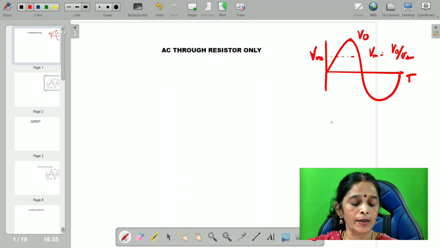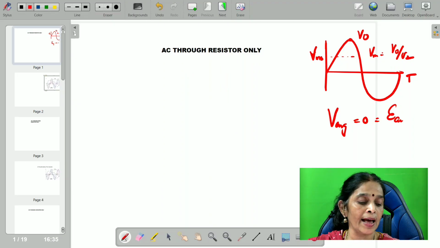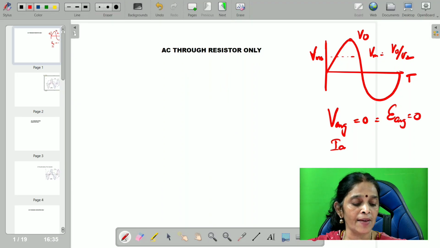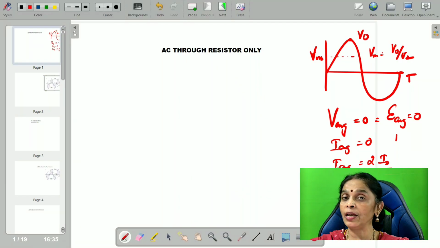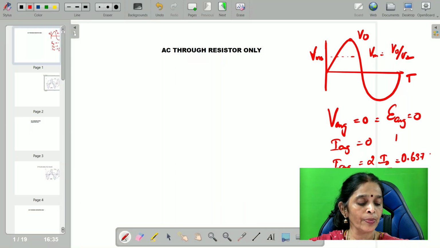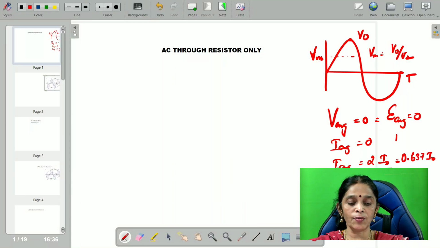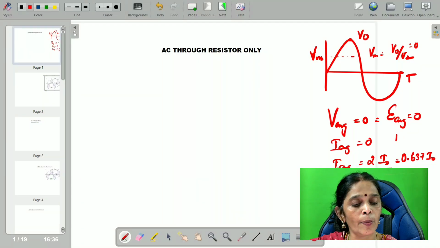Similarly, for a full cycle, V average value will be equal to 0, or you can say E average value equal to 0. Similarly, I average value equal to 0, for a full cycle. But for a half cycle, I average value will be equal to 2 I0 by pi, and E average value will be equal to 2 E0 by pi. So 2 by pi is 0.637 I0. All that we have seen. Similarly, the RMS value is 0.707 V0.